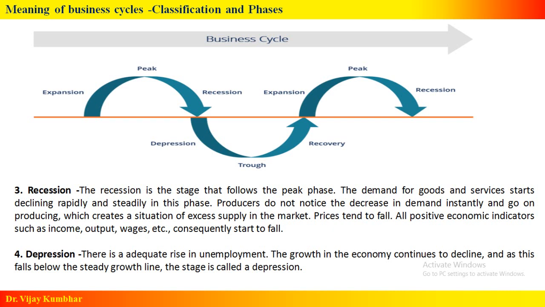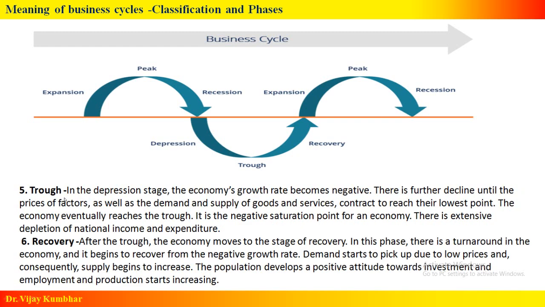This is the beginning of the depression. Depression is the most important phase in the business cycle or trade cycle. It is the worst situation of trade, production, and economic activity. There is a sharp rise in unemployment. The growth in the economy continues to decline, and as it falls below the steady growth line, the stage is called a depression. In case of depression, prices are fallen, the production level is fallen, and employment will be at its lowest stage.